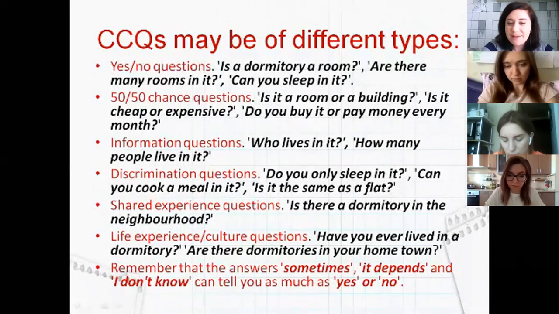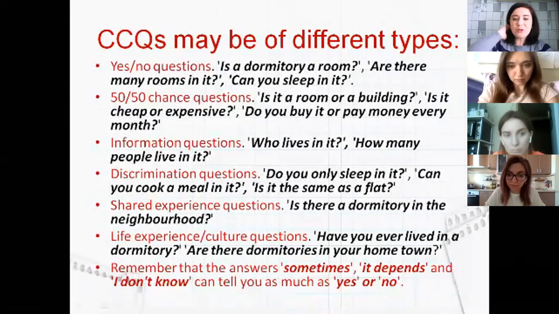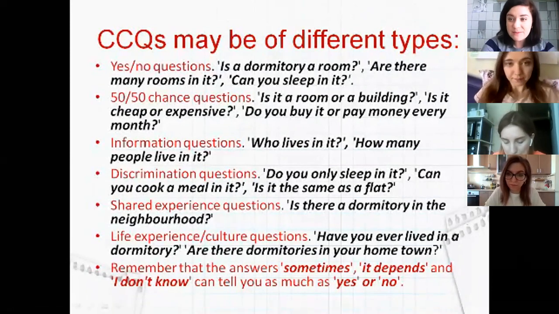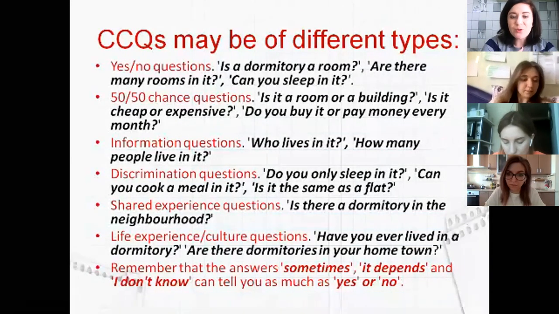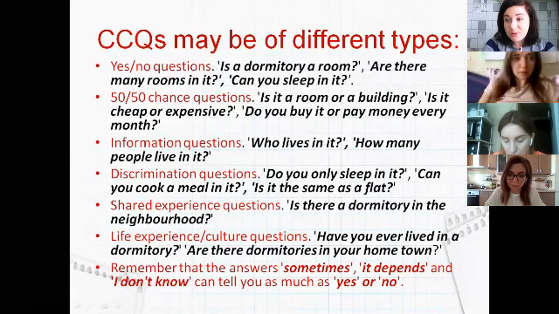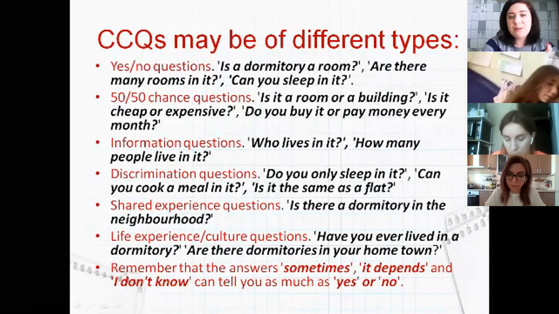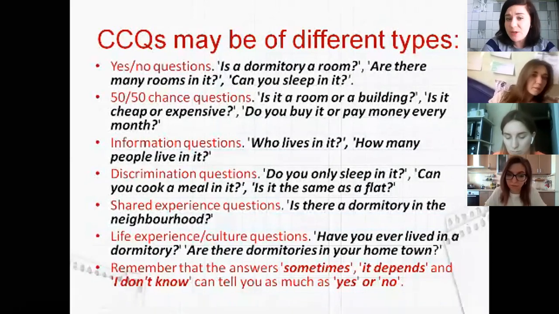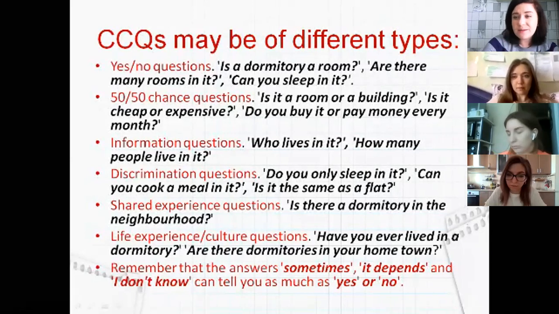If your students answer, sometimes it depends, I don't know, in most cases, these answers mean the same as no. So if your students answer to the question, for example, have you ever lived in a dormitory? They can say yes. You need one more question to make sure that they really understand what dormitory is. So in this case, you can ask a discrimination question, or you can ask an information question, who lives in a dormitory, so that they understand what place it is.